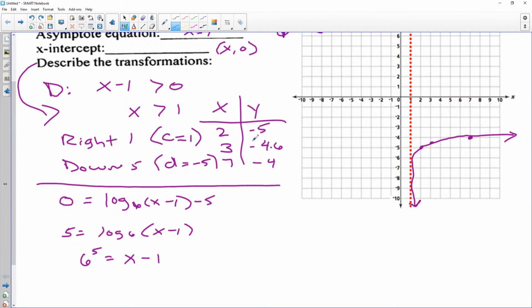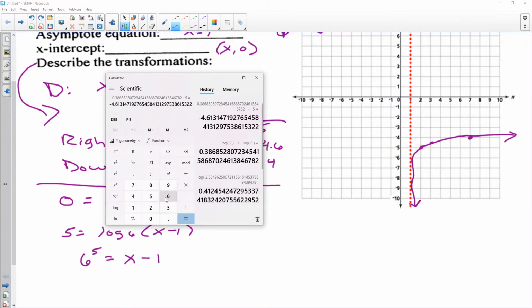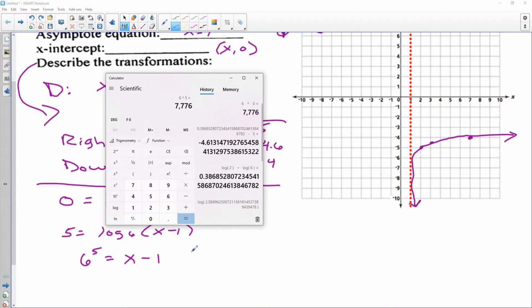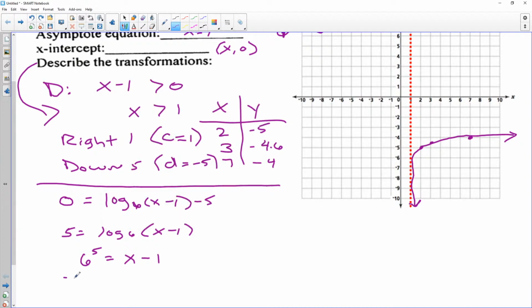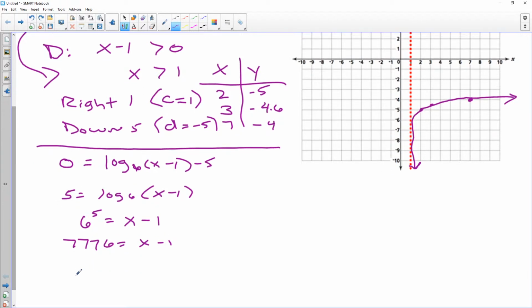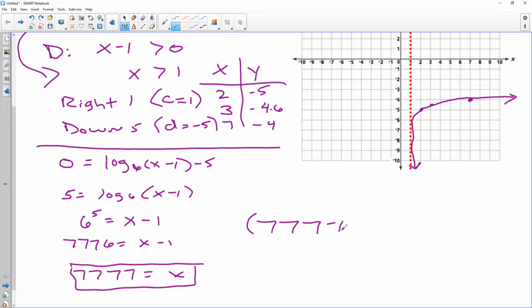Let's grab our calculator. We have to do 6 to the 5th power. 6, x to the y, 5, and I get 7,776. So 7,776 equals x minus 1. And then if I add that 1 to the other side, I get 7,777. As big as it is, this is the x-intercept. We're going to have an x-intercept at (7,777, 0).